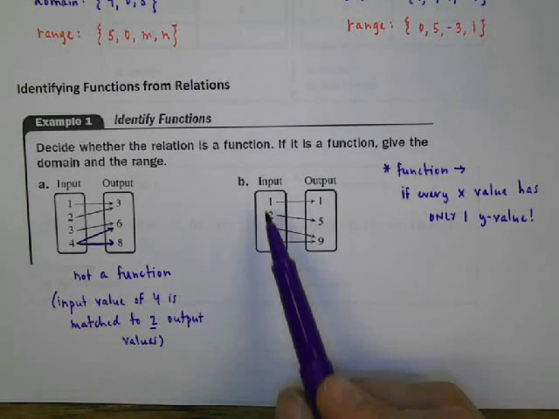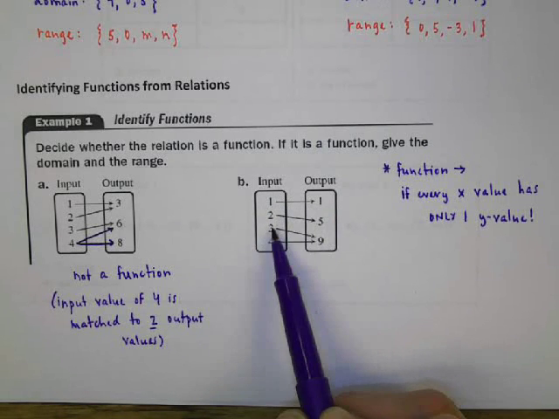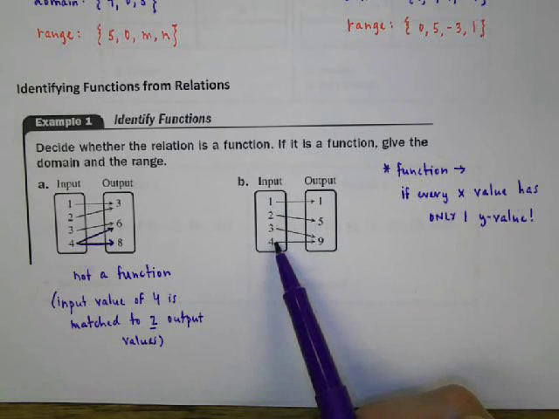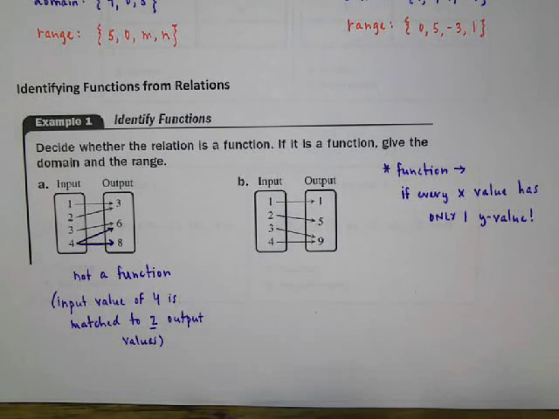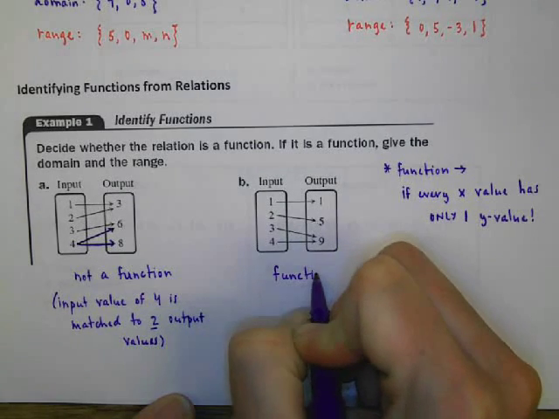Now, in the next one, on the other hand, if I look at B, for each input, it looks like I'm only matched with one output. I don't have any number in my input column that's matched to 2 different outputs. So this one we would say is a function.